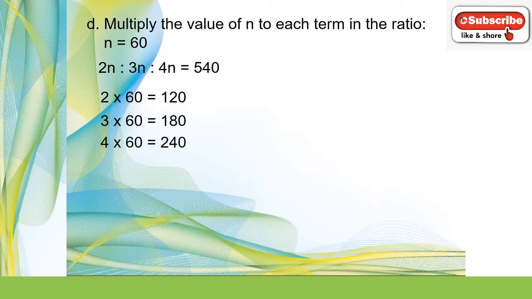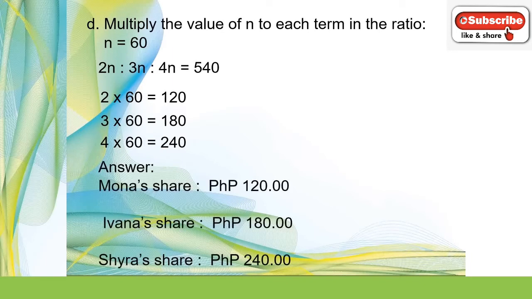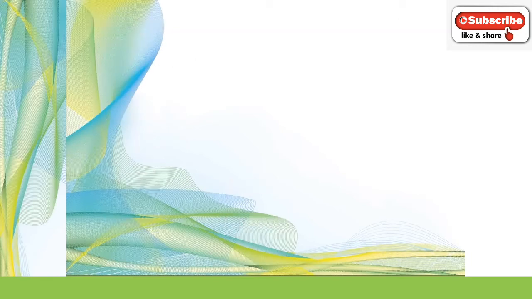So, in order to buy a gift for their mother's birthday, Mona's share is 120 pesos, Ivana's share is 180 pesos, and Shaira's share is 240 pesos. To check if the answer is correct, always consider the last step. Look back, evaluate, or review.